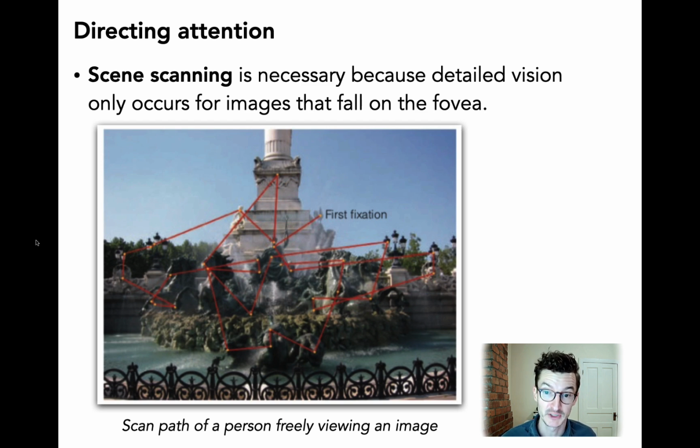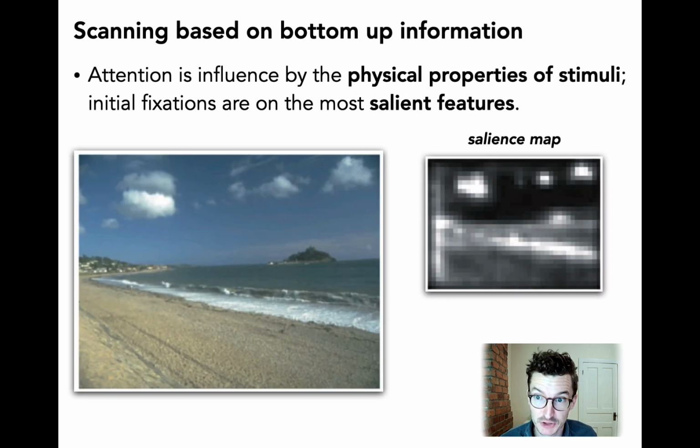So shifts in attention based on eye movements, overt shifts in attention, can be driven by both bottom-up information and top-down information. If we're talking about bottom-up drivers of attentional shifts, we're referring to the physical properties of stimuli in scenes. Initial fixations are often driven by the salience of items in a scene. So in this scene here, probably the most salient feature is the border between the beach and the ocean.